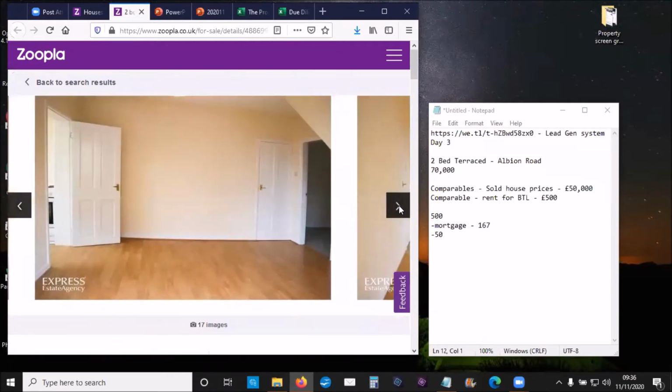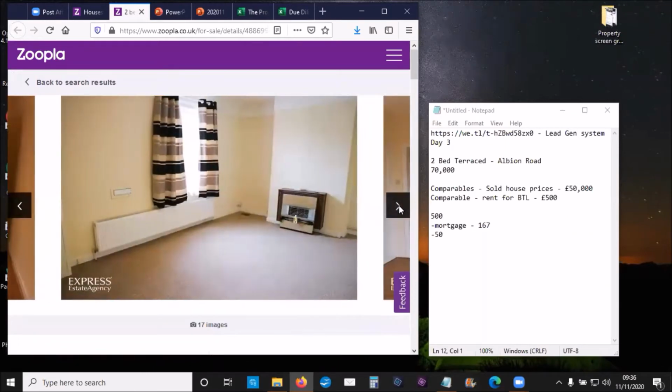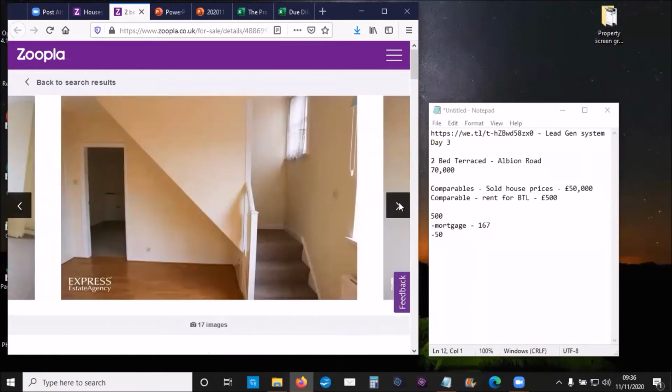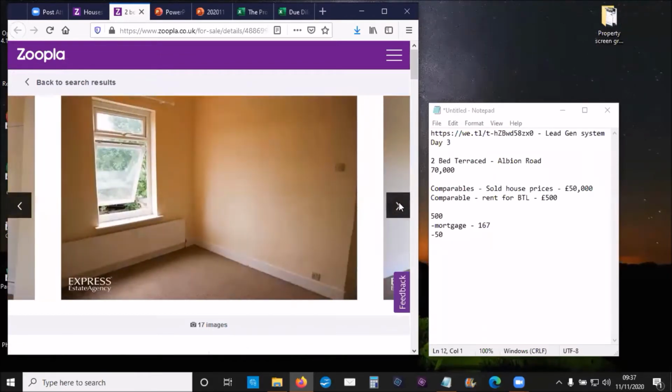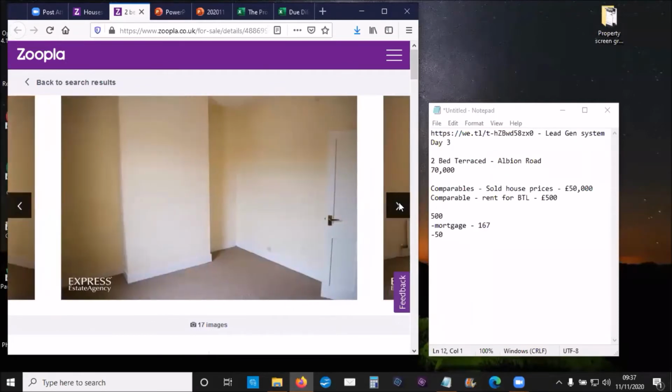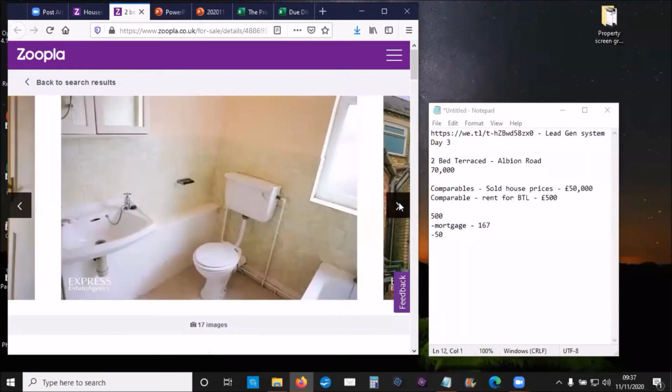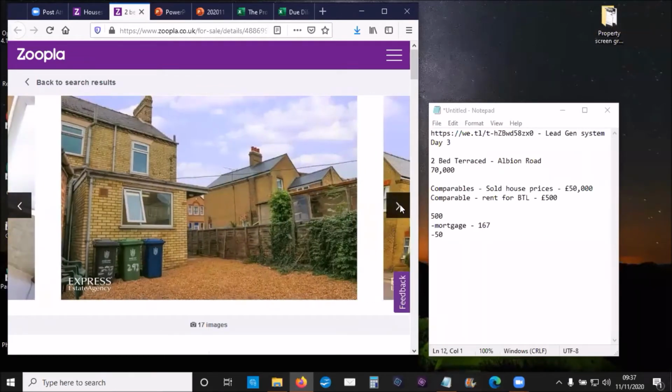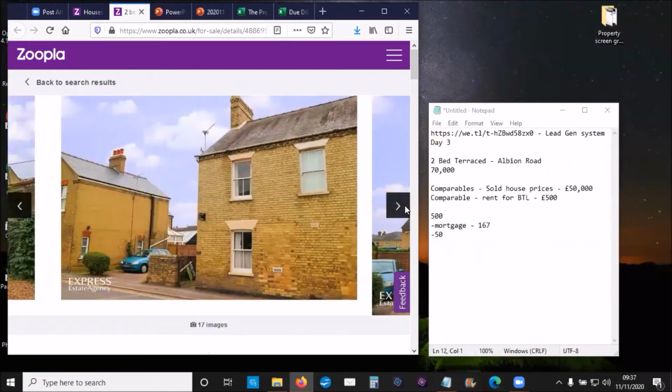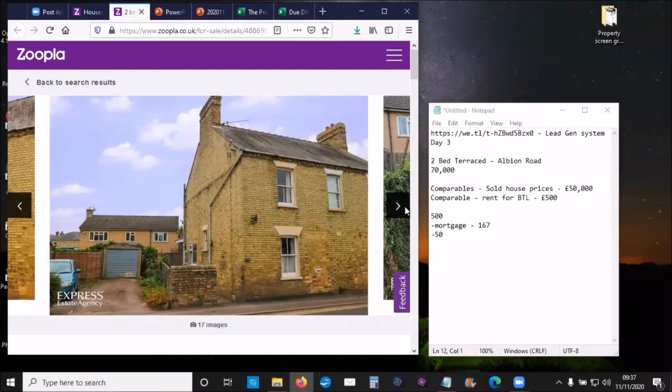What is wrong with this property? Doesn't look, I mean, okay, so that's an old kind of radiator. That's an old fireplace. But apart from the old fireplace, it doesn't look particularly okay. Old fittings. All right. Okay. It's probably Cambridgeshire is a hard market to get into because property prices are quite expensive.